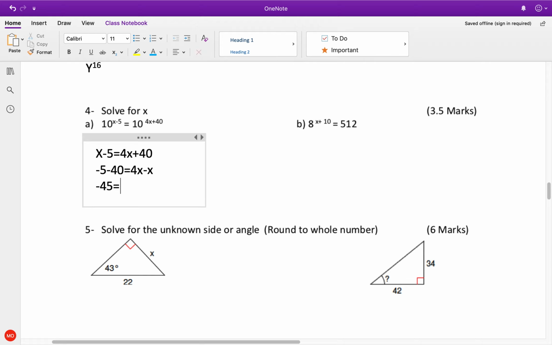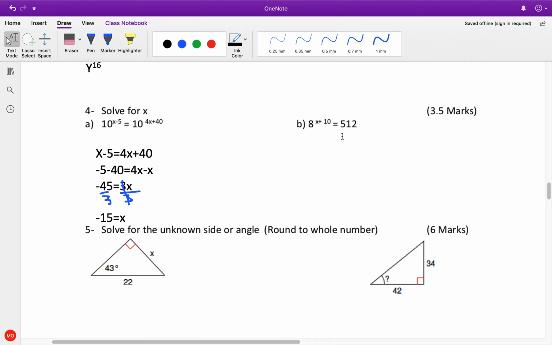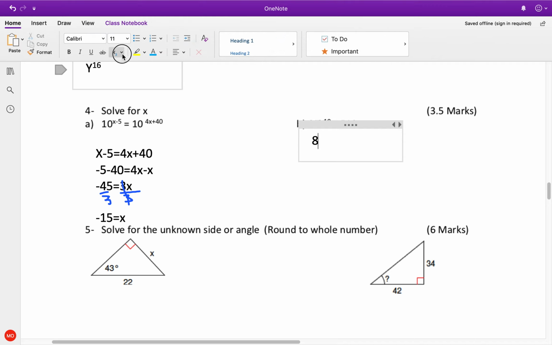Now let's just go like this so we know what's going on. Divide by 3. Oops, that's a horrible 3. Divide by 3. And those will cancel out. And there we go. Now here, we don't have similar bases. So we need to make a similar base. So let's write this one here anyways. Let's go 8 to the power of, what's up there? X plus 10?